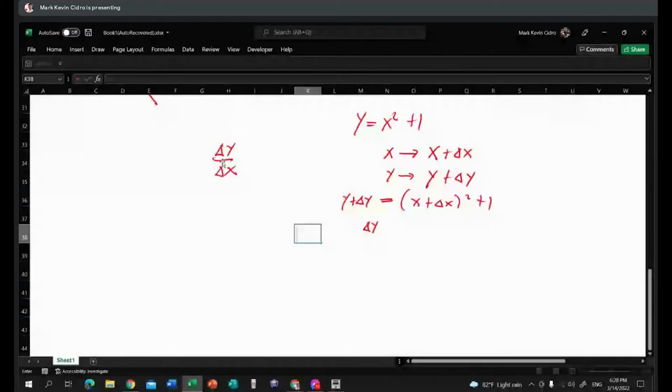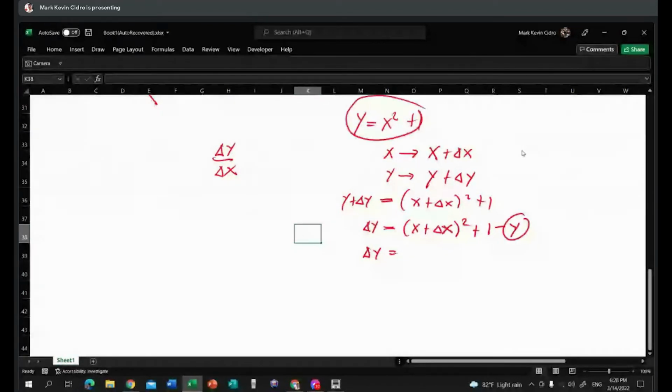So, we will get rid of y in the left side of the equation. As you can see here, we will transpose it to the right side of the equation. So, this will be equal to (x plus delta x) squared plus 1 minus y, right? Okay. And this is your delta y. Now, I will substitute the value of y. We have the value of y here, right? y is equal to x squared plus 1.